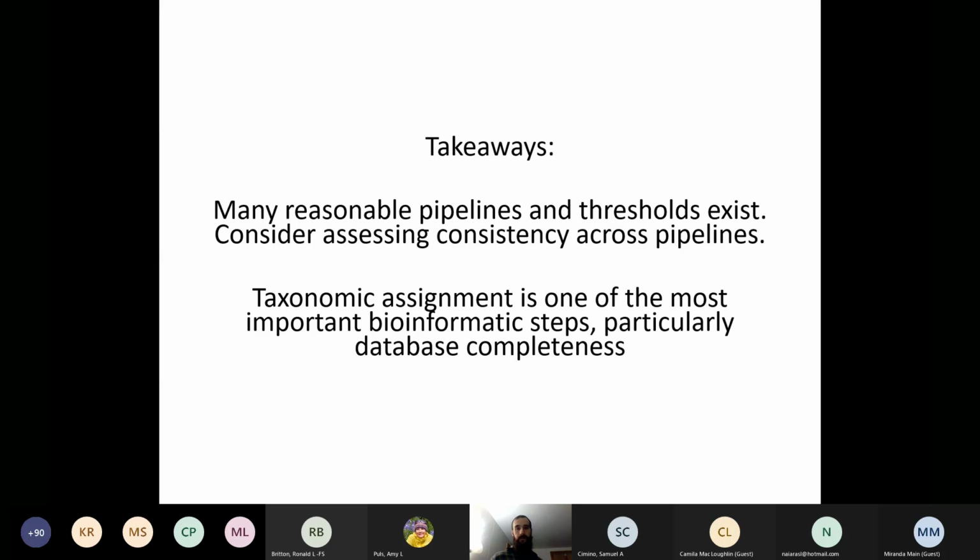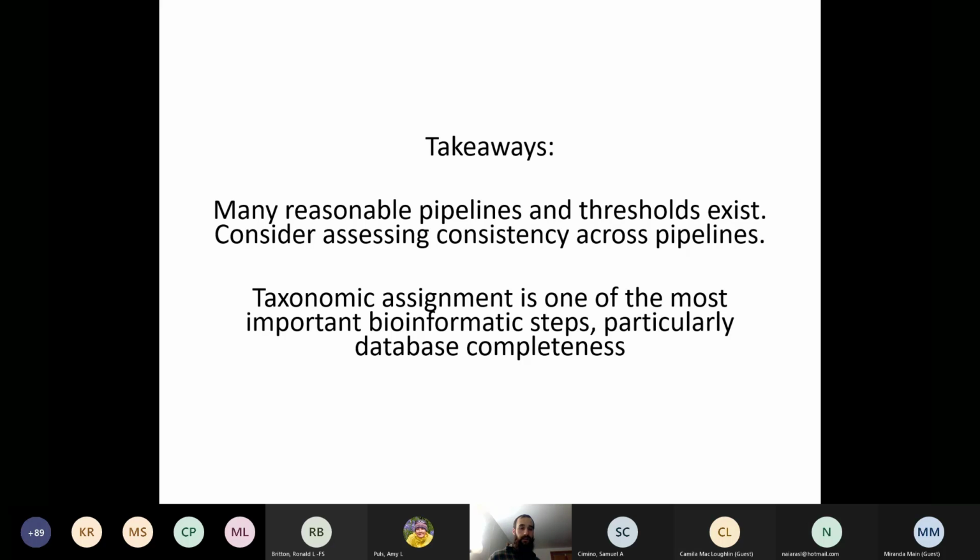All right, so generally from the metabarcoding portion, the takeaway that I want you to get is that there are many reasonable pipelines and thresholds within those individual pipelines for filtering your data, which can be a little bit intimidating at times because there's not a clear rule. This is the way that you have to do it. I think that one way in which you can increase your confidence is to consider assessing consistency across different pipelines and across different bioinformatic filtering thresholds and see how consistent your results are.